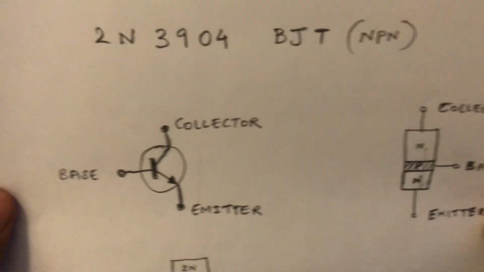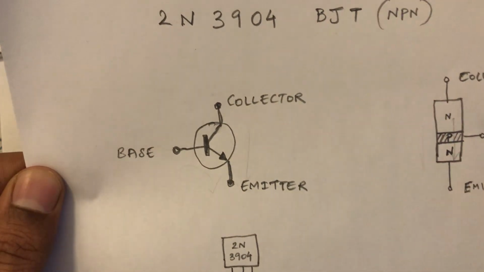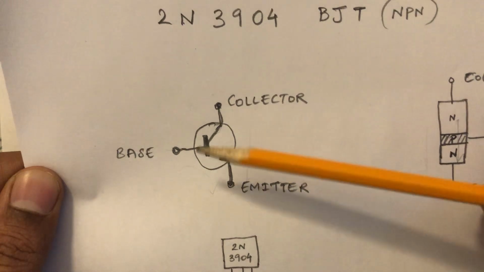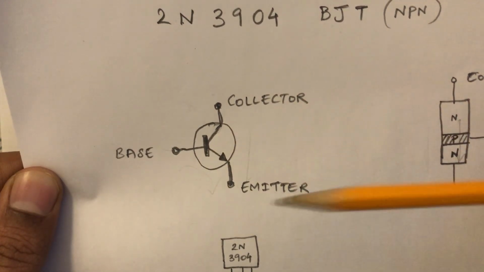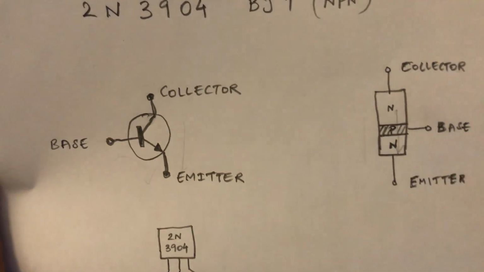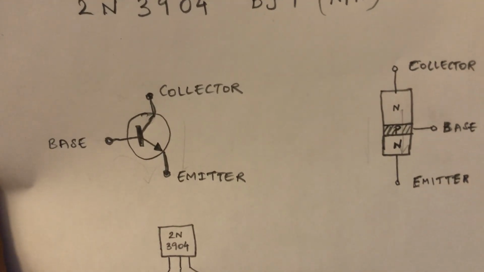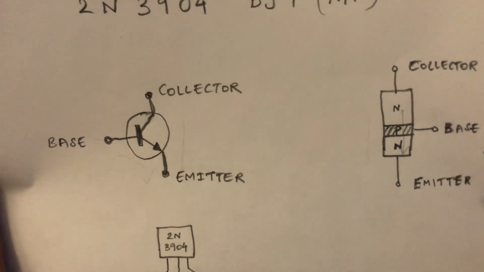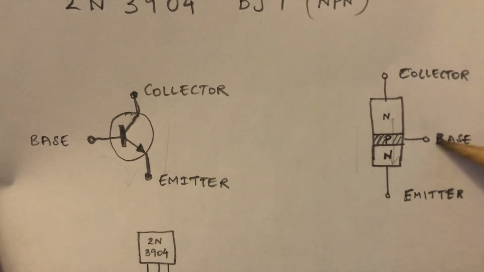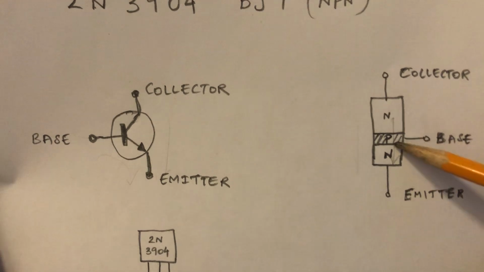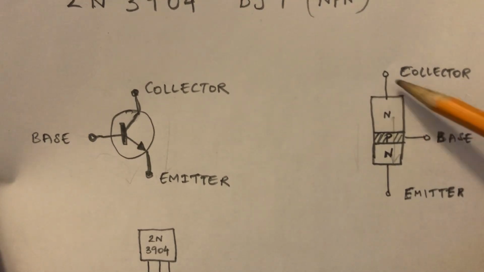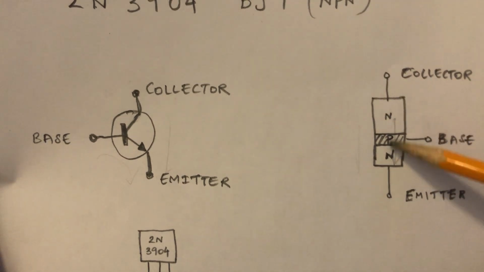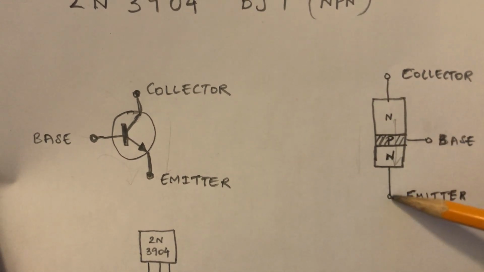So this is a symbolic representation of a transistor, and you can see that the base is in the middle, connecting the collector and emitter. Generally a transistor could be used as a switch. When a small voltage is applied to the base, the emitter would start conducting, and the current would flow from collector through the base, and it would go to the emitter.